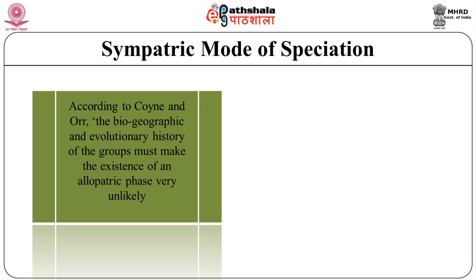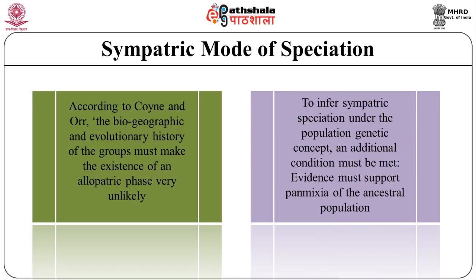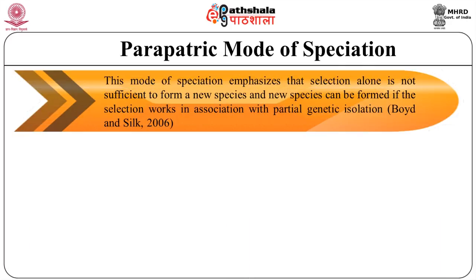These criteria clearly relate to the biogeographical concept of sympatric speciation. To infer sympatric speciation under the population genetic concept, an additional condition must be met. That is, the evidence must support the panmixis of the ancestral population. Now let's understand the parapatric mode of speciation.